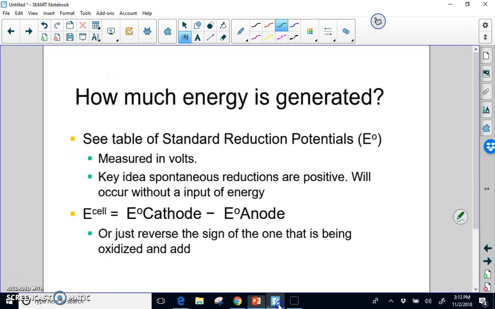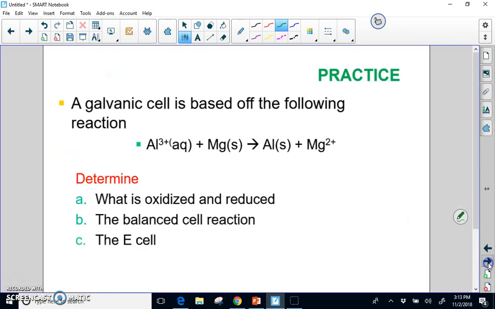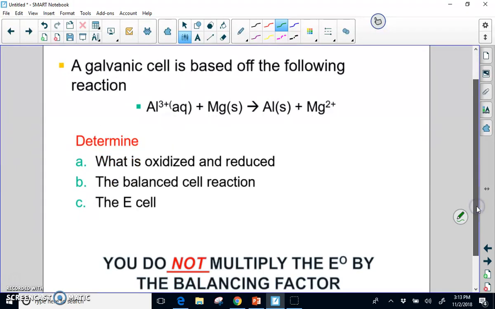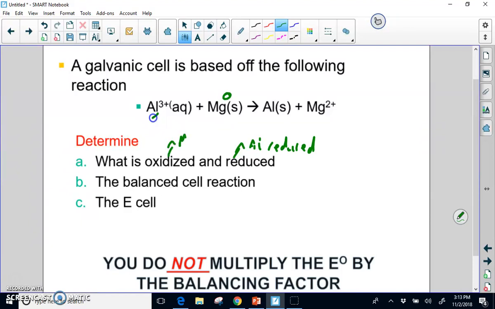Okay, so here we have a galvanic cell that's going to be based off of this reaction. And the first thing it says, we're going to determine what is oxidized and what is reduced. So here, aluminum is going from +3 to 0, right? So aluminum was reduced, and magnesium is going from 0 to +2, so magnesium was oxidized.